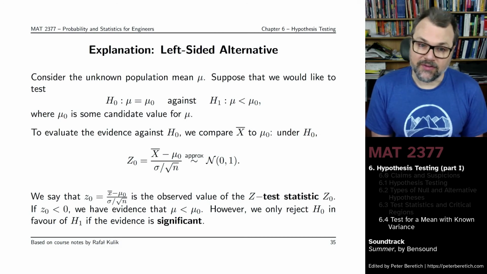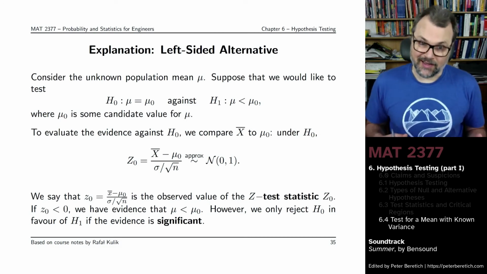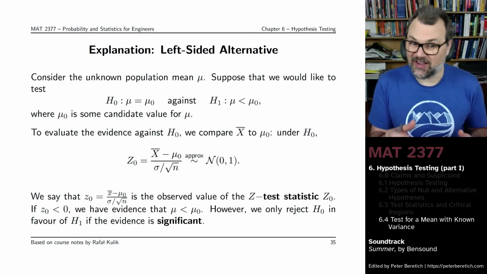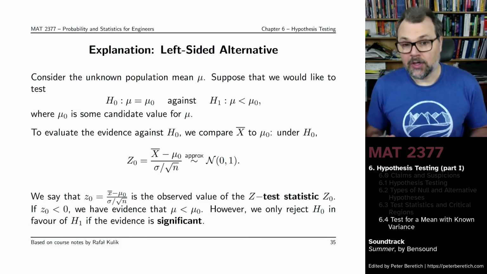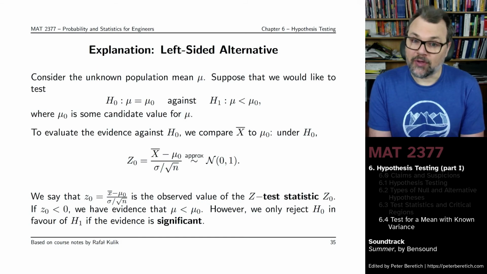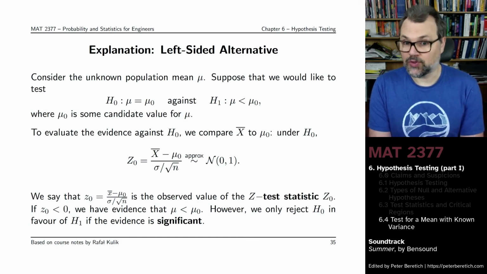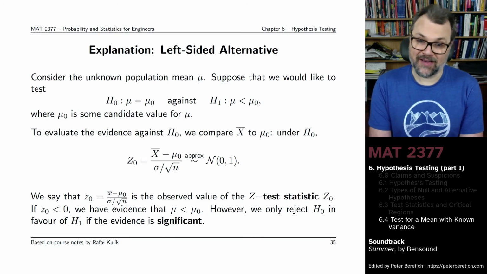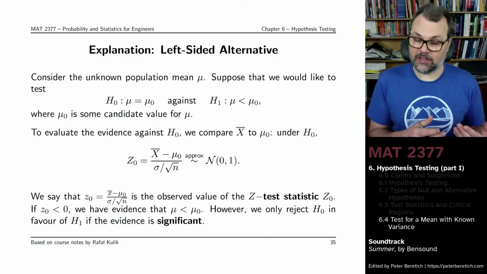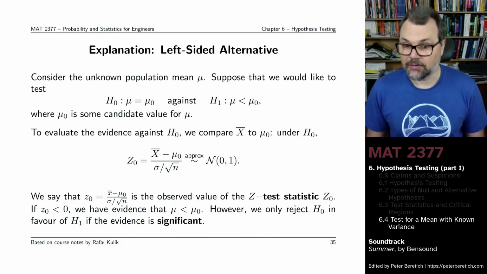So we want to find what the unknown population mean mu would be. We are testing for the null hypothesis that mu is equal to some candidate value mu naught, mu zero, against the left-sided alternative that the true population mean is in fact smaller than the candidate value mu zero. If we want to evaluate the evidence against the null hypothesis, we compare the sample mean to the candidate value for the population mean mu naught.